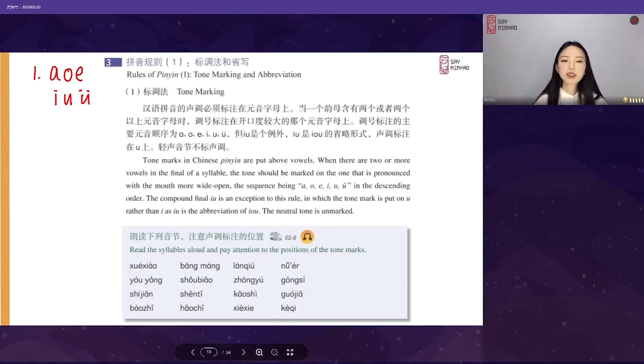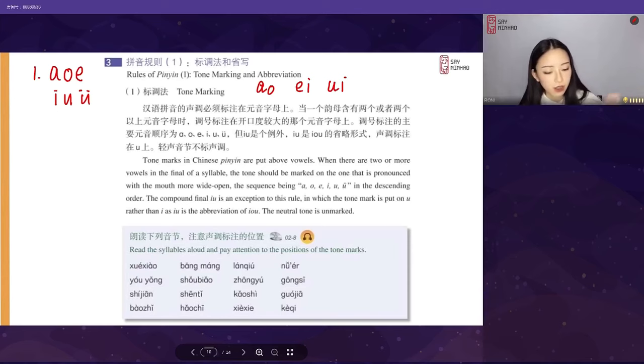Sometimes we know there are some finals like ao, ai and wei, something like this. There are two vowels appearing together. Then where should we put the mark? So this is another rule. First, if there is a, always put it on the top priority. If there is a, just mark a.